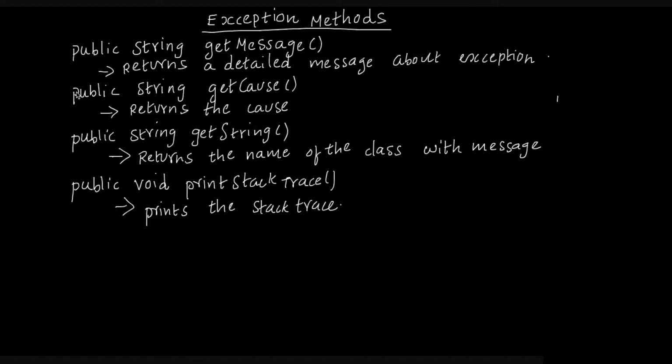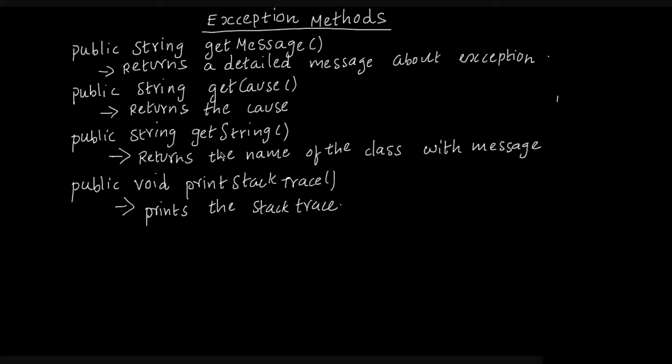The second method is public Throwable getCause. This method would return the actual cause for the exception. If you are trying to add an element at the 5th index, but the actual array size is 3, then an array index out of bound exception would be thrown. At that point, it will try to explain the cause for the exception. This would be very useful for debugging purposes. And the third method is public String toString.